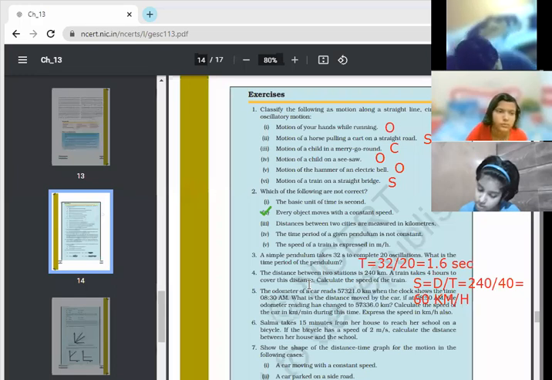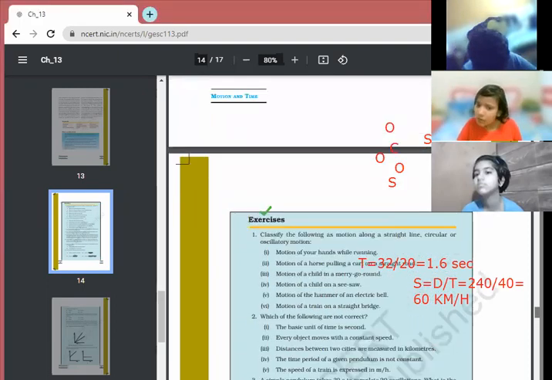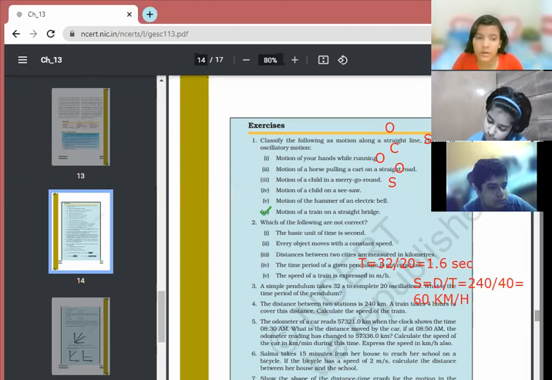Okay. Let's come to question number 5. The odometer of a car reads this. When the clock shows the time 8:30, the reading of the odometer is this. At 8:50, the odometer reading has changed. Okay, you need to calculate the speed.